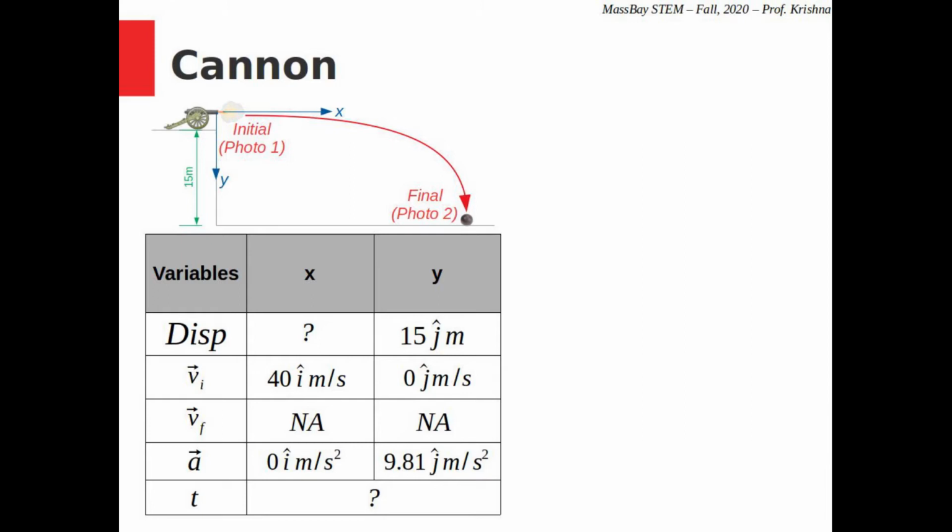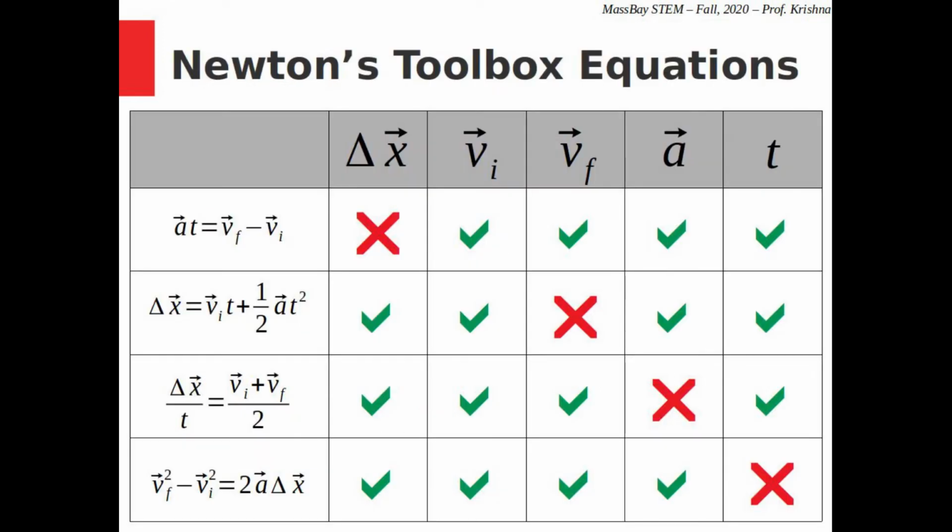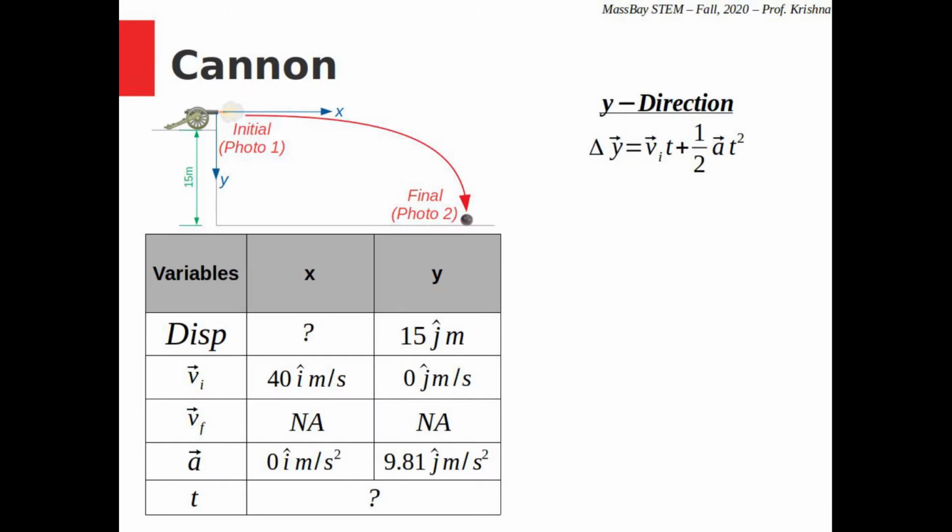In the y direction, we're looking for time. We know displacement, initial velocity, and acceleration. So we can easily use the second toolbox equation to solve for time. You could use the quadratic formula if you really wanted, but this one is easy enough that you don't have to.